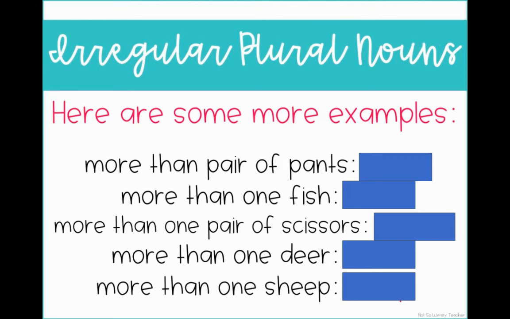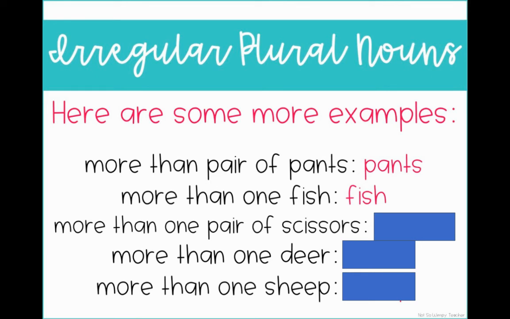So I could have one pair of pants, or I could have 10 pairs of pants. Doesn't matter, it stays pants. Now, even though fish ends in an SH, you could have one fish or you could have 10 fish. Doesn't matter. We don't want to say fishes.